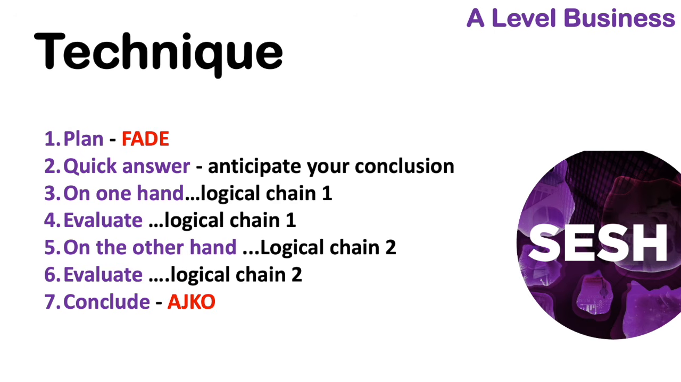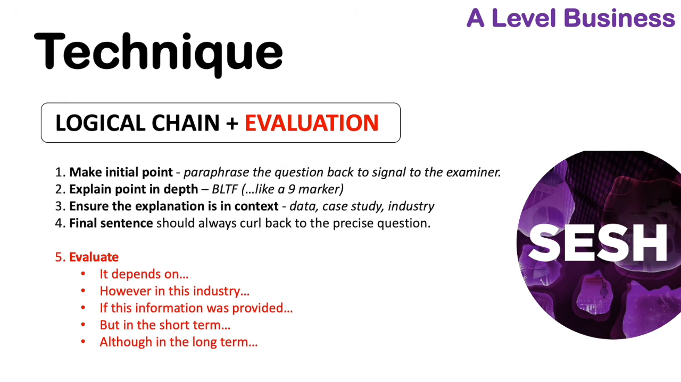Let's talk about logical chains. So a logical chain plus evaluation. Number one, make the initial point. Maybe you want to paraphrase the question back to signal to the examiner that you understand what we need to talk about here. Then with your logical chains, explain the point in depth. Maybe you could use a because leads to, furthermore, like in a 9 marker here. Number 3, ensure the explanation is in context to the data, in context to the case study, in context to the industry. And number 4, make sure you have a mental check to yourself that the final sentence of your logical chain just curls back to the precise question. So you're really keeping it on the straight and narrow. You're keeping it on the path to success.